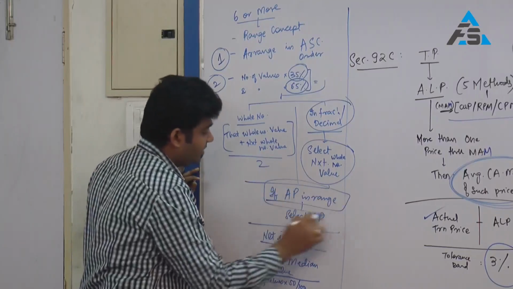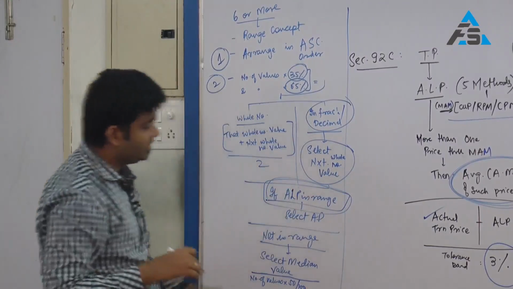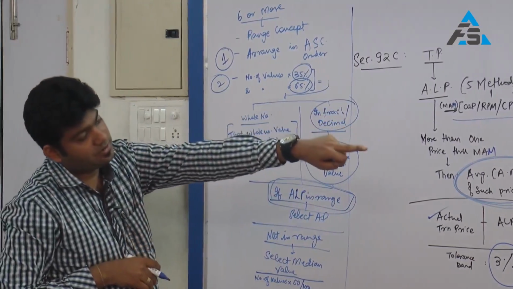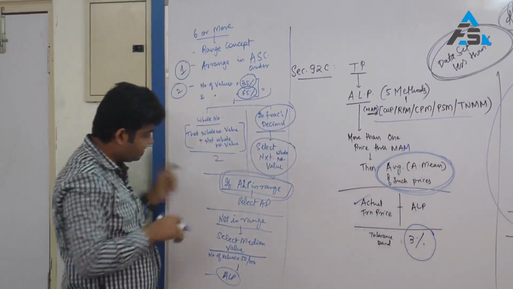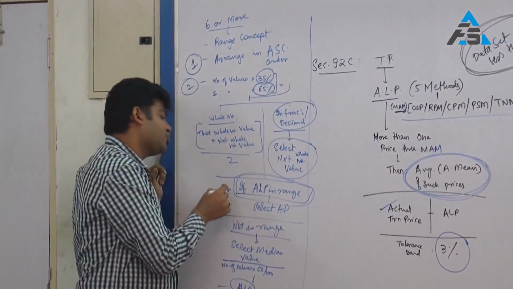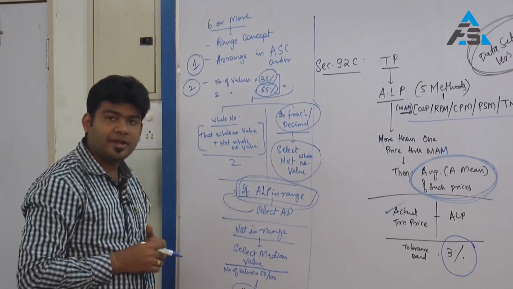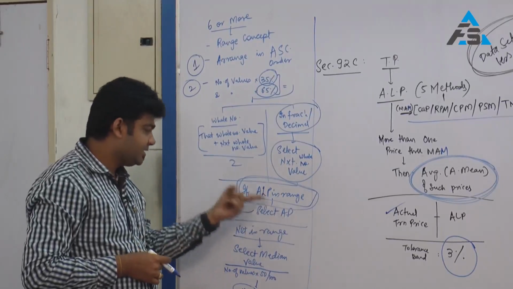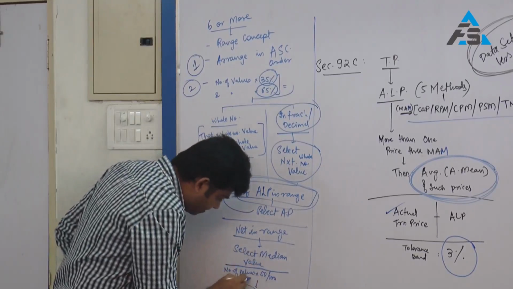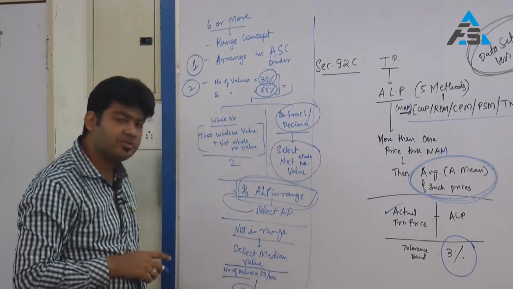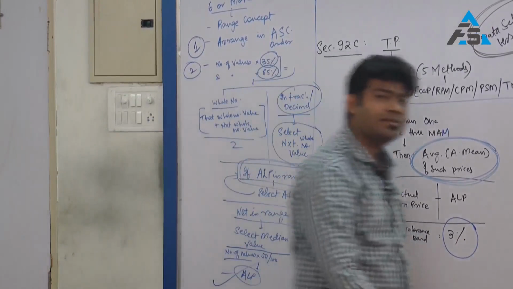So for 2.8, the third one we selected, for 5.2, the sixth one we selected, and accordingly we got a range. If my actual price is in that ALP range, then I will say that my actual price is the ALP. If it is not in the range, then I will select the median value. So number of values into 50 by 100, in our case 8 into 50 by 100, which was 4. We select the fourth value, and that is my final answer, final ALP.